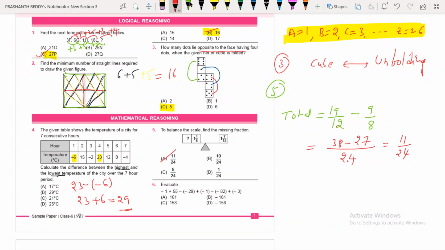I hope you understood. Now, one more question based on mathematical reasoning. Children, are you understanding what I am trying to convey? Convey your message in the comment section. I hope you understood. Now we are going to focus on this.